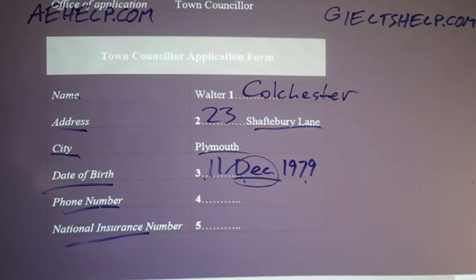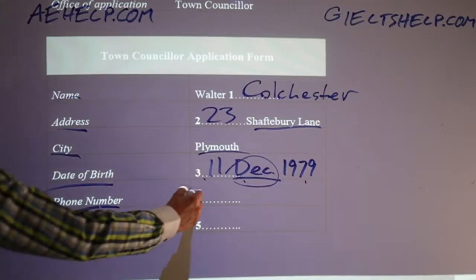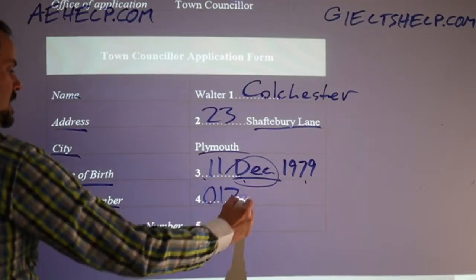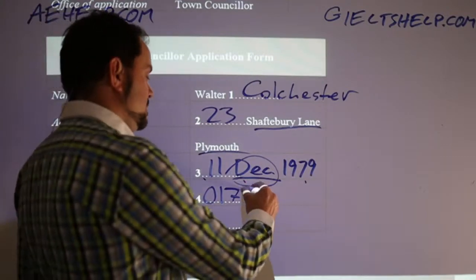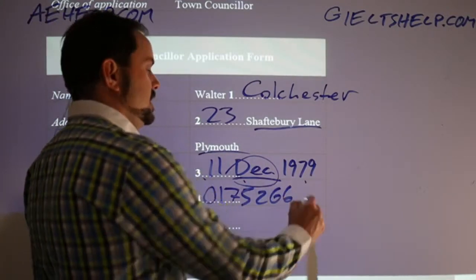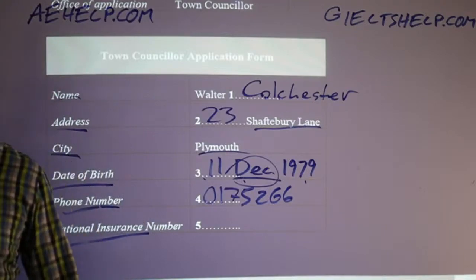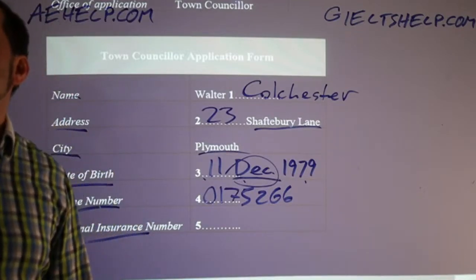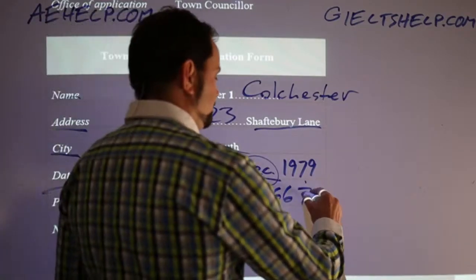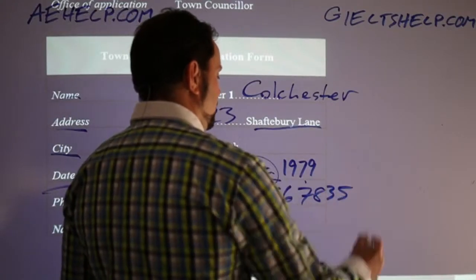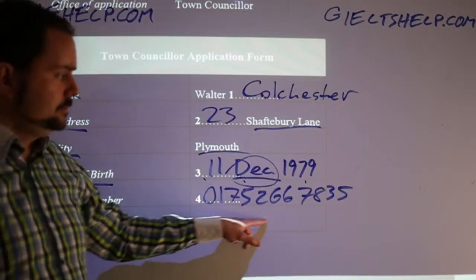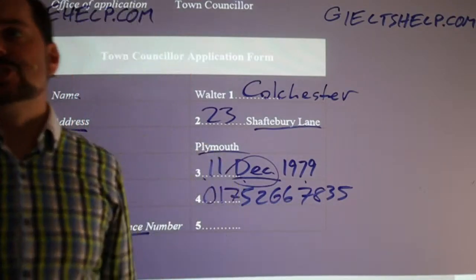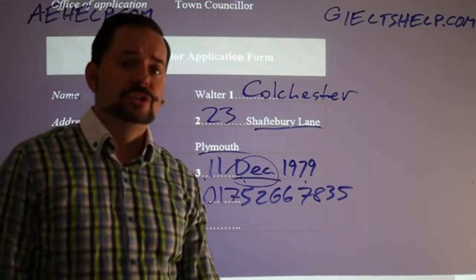Listen carefully to the numbers. They repeat them, right? So it's 0, 1, 7, 5, 2, 6, 6. Phone numbers are so long these days. 7, 8, 3, 5. Yeah. Spacing doesn't matter. Don't worry about spacing. Just one long string of numbers and you're good to go.